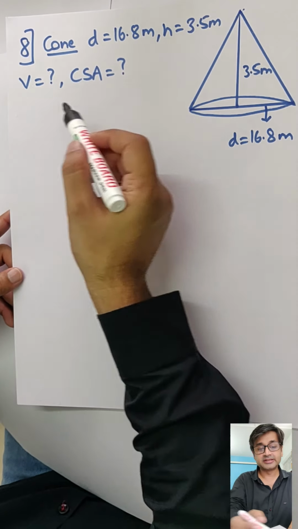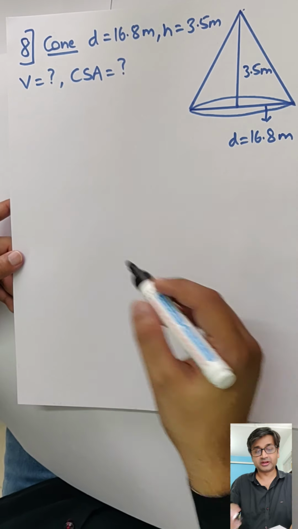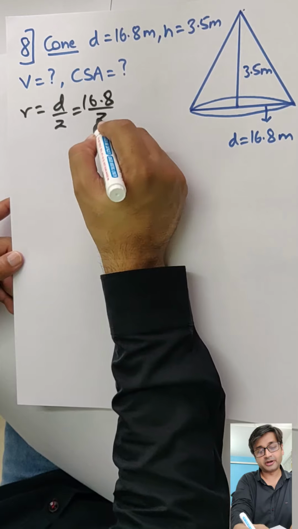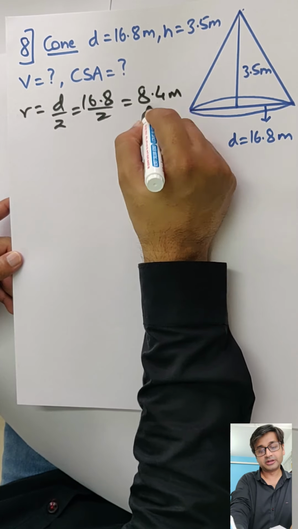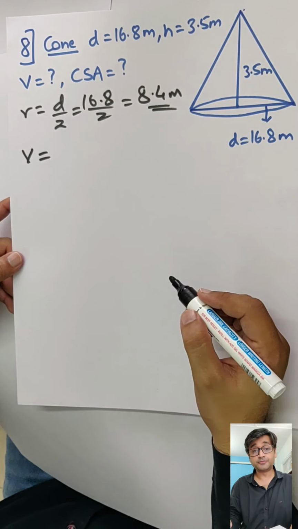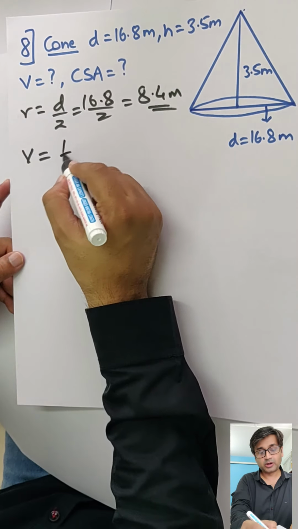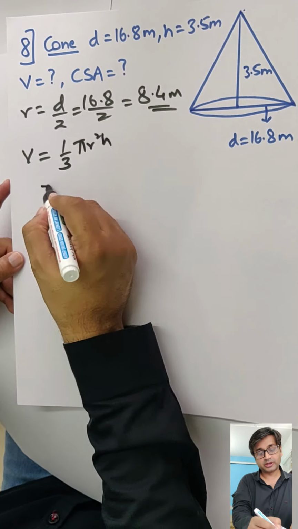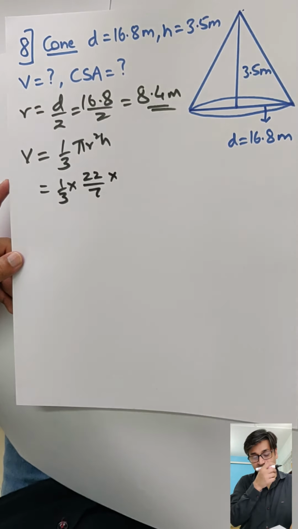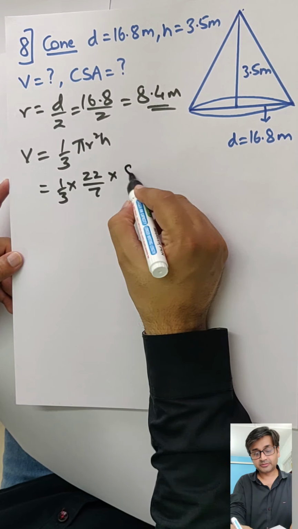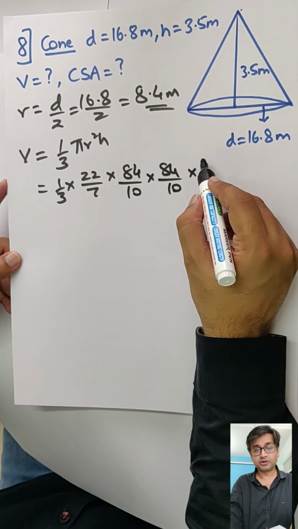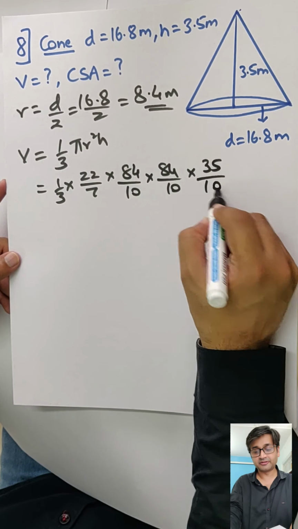Diameter is given to you, height is given to you, volume and curved surface area. So first let's find the radius, which is diameter by 2, 16.8 by 2, 8.4 meters. So we know the radius, we know the height. Can we calculate the volume? 100% we can. So 1/3 pi r square h. 1/3 pi no value given, so 22 by 7. R square, that will be 8.4 into 8.4. And height is given to us as 3.5, so 35.